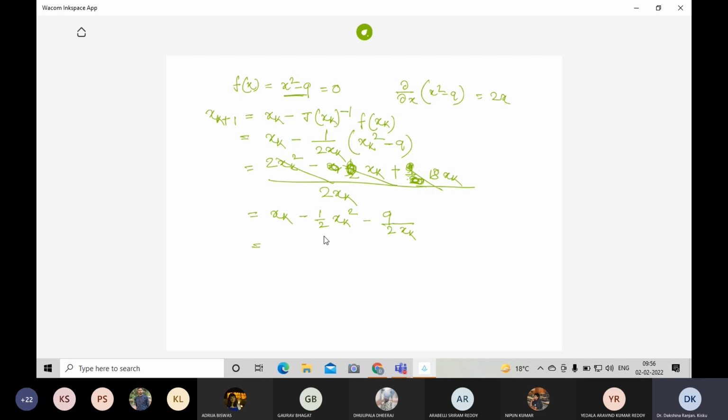Now here half can be taken as common. If we take the half common, then what do we get? Okay, we are getting it wrong. 2xk square minus xk square plus 9 divided by 2xk. Is that okay for you? So 2xk square minus xk square plus 9 divided by 2 into xk.